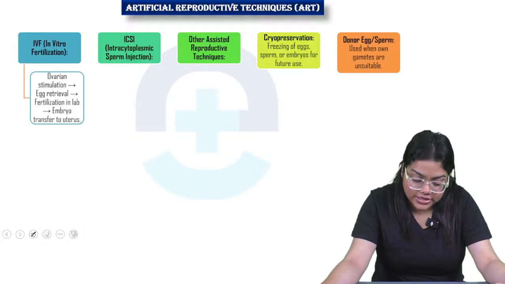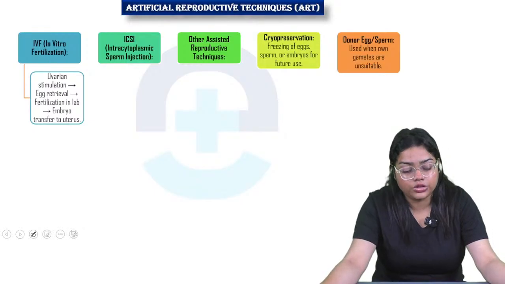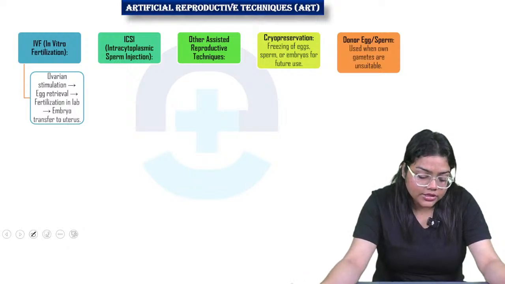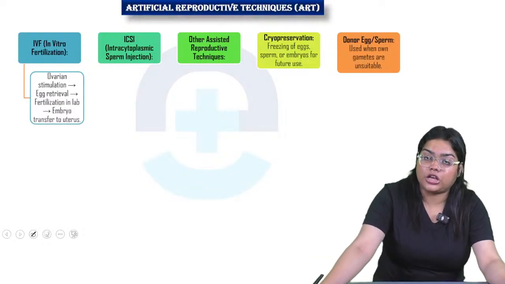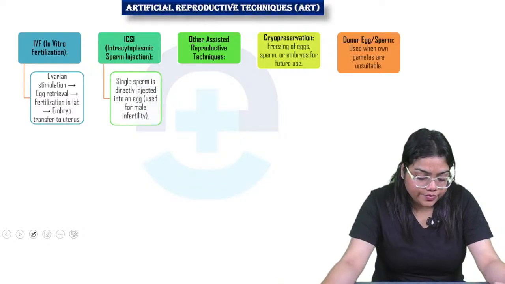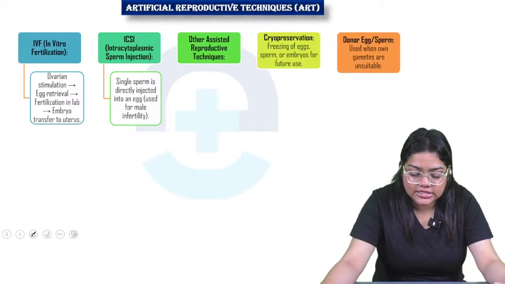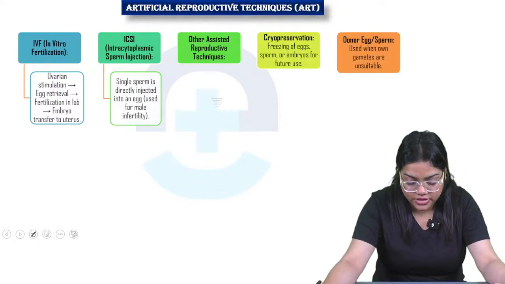So what is in vitro fertilization? First, we will stimulate the ovaries of a female, then we will do the egg retrieval. We will collect the eggs, fertilize them in the lab, prepare the embryo, and then transfer it directly to the uterus of the woman. Next is ICSI, the sperm injection, in which a single sperm is directly injected into an egg, used for male infertility.